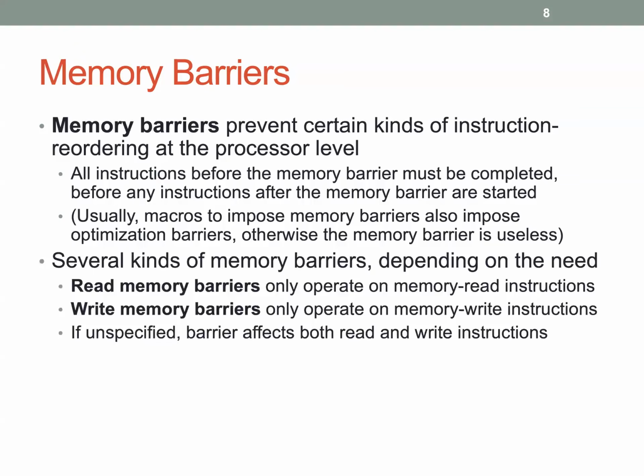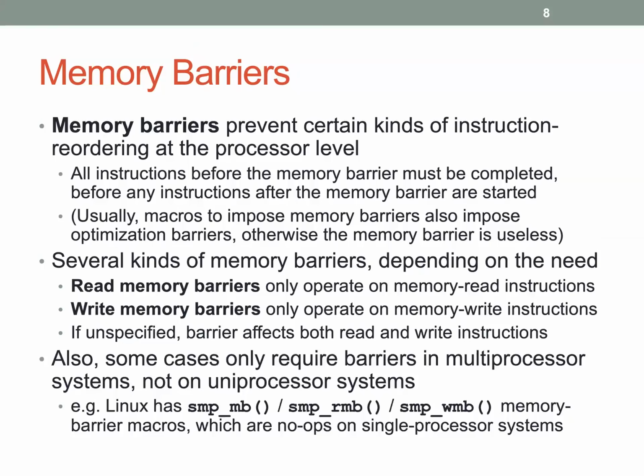We have different kinds of barriers depending on what we need to do. If we need to make sure that reads occur in a certain order, we can use a read barrier that allows writes to still be reordered across the read barrier. Correspondingly, a write memory barrier says writes have to occur in a certain order, but reads are allowed to be reordered across the barrier. And then you can also have just full-on barriers that specify a constraint on both reads and writes.